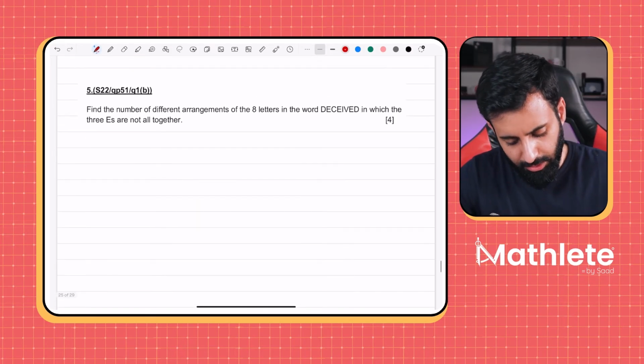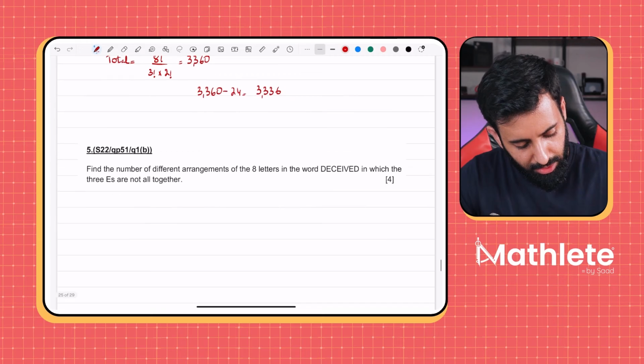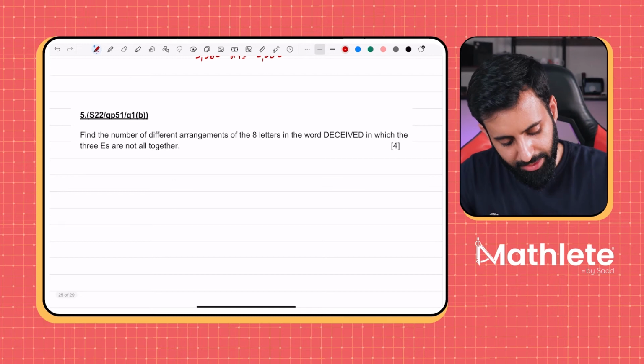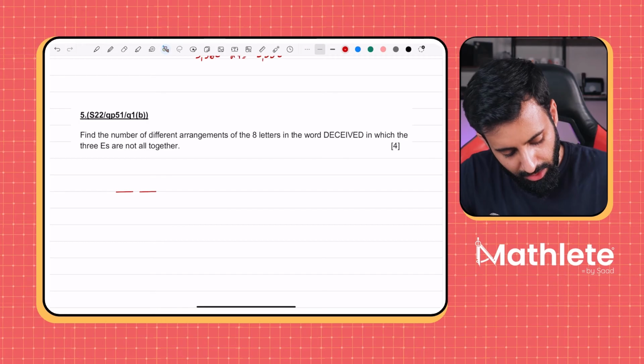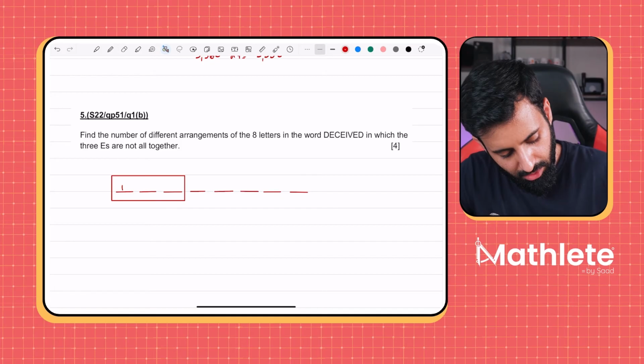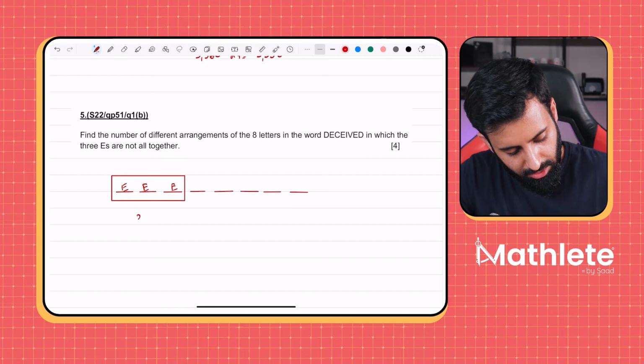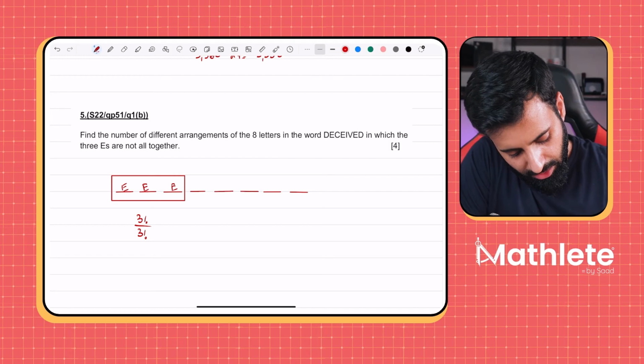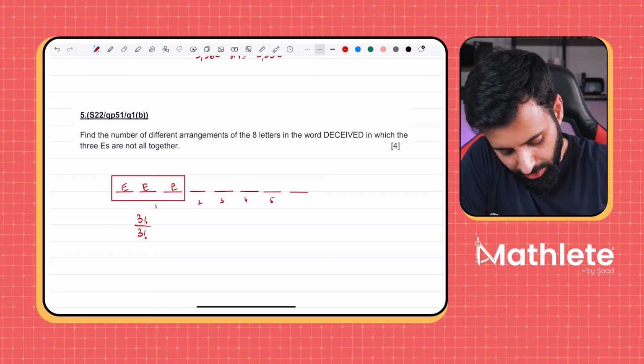Okay, now, last question of this type, then we move to the next type. Find the number of different arrangements of the 8 letters in the word deceived in which the 3 E's are not all together. So once again, we have to make sure that the 3 E's are not all together. So we start by making 8 blanks, 1, 2, 3, 4, 5, 6, 7, 8. So let's put the 3 E's in a box. These 3 E's can shuffle amongst themselves 3 factorial divided by 3 factorial number of ways into 1, 2, 3, 4, 5, 6.